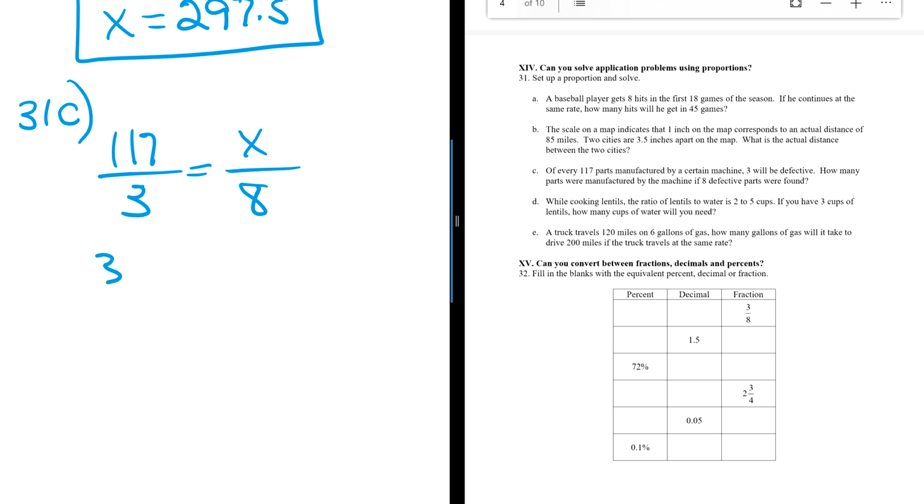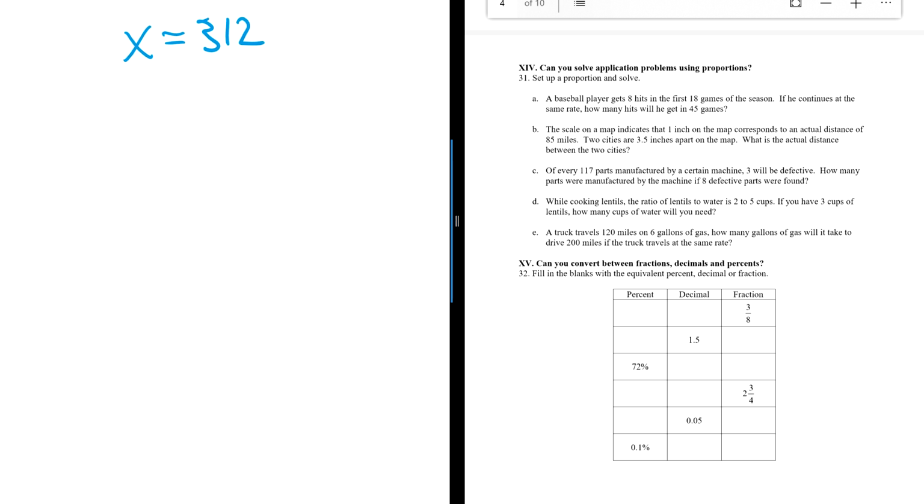3 times x is 3x equals what? 117 times 8. That's 936. Okay, get x by itself, so I'll divide both sides by 3. So x equals, what was that, 312. Okay, I like that one. That was C. How about D?